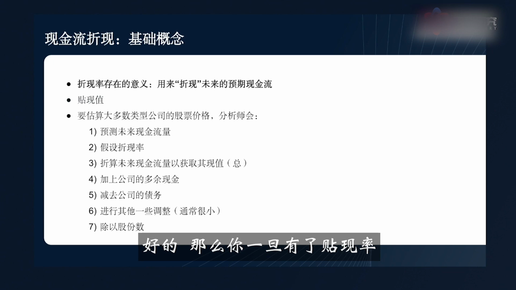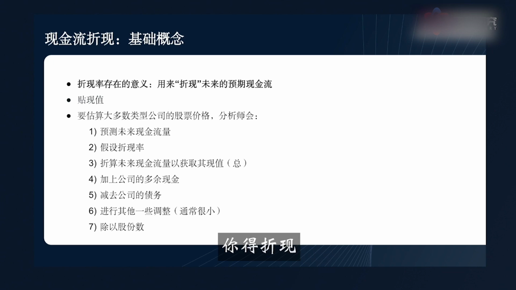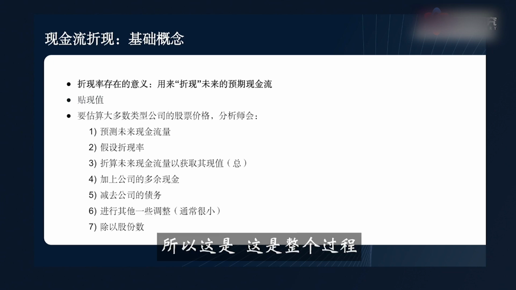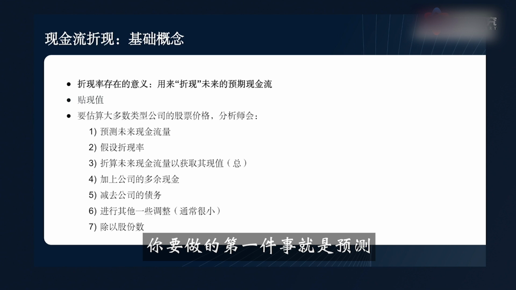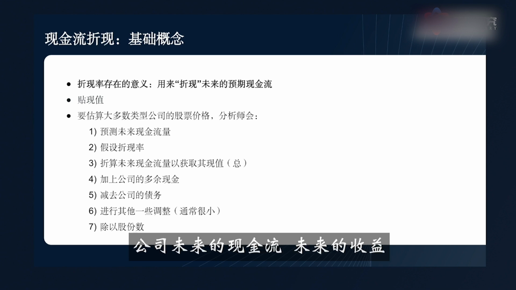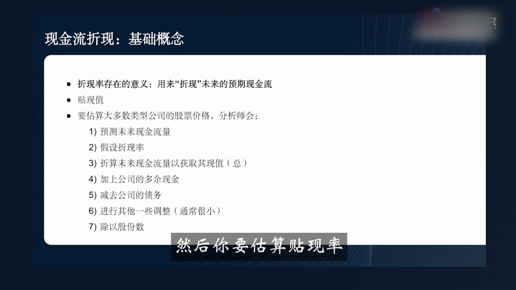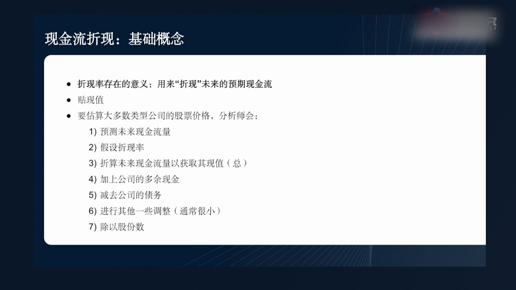All right, so once you have your discount rates, what do you do? Well, you got to discount something. So here's the whole process for valuing a company using DCF. First thing you do is you predict the future cash flows of that company. The future earnings, future cash flows, whatever, we'll get into that later. Then you get your discount rate.